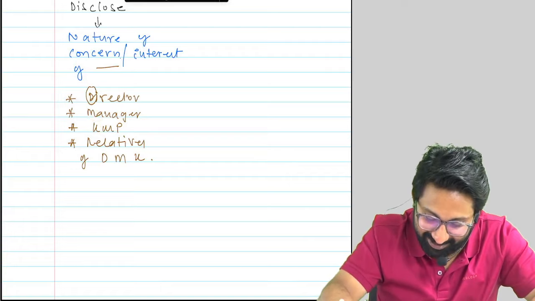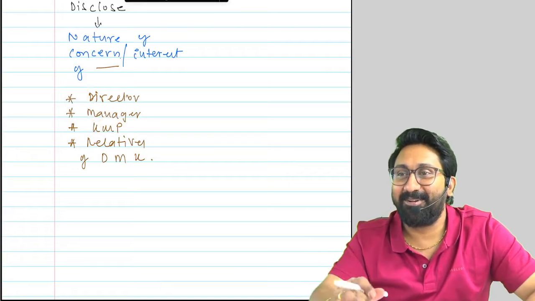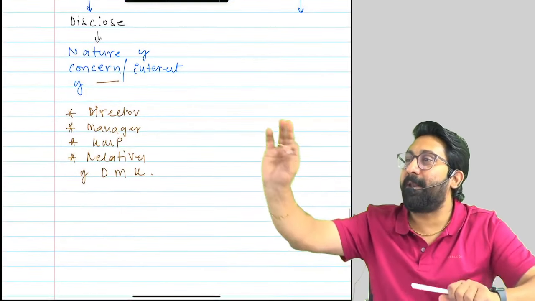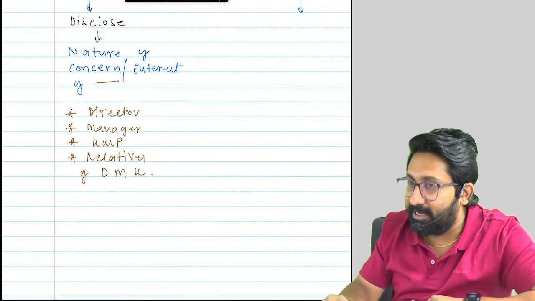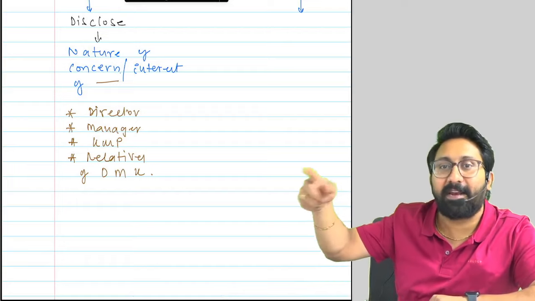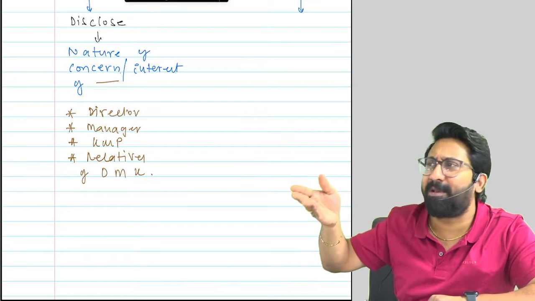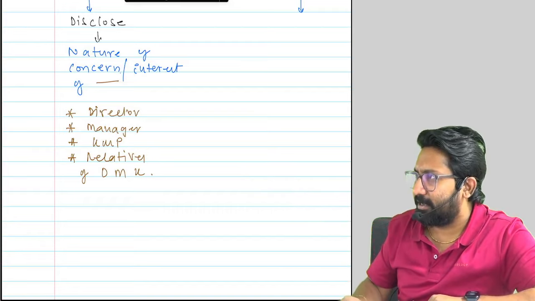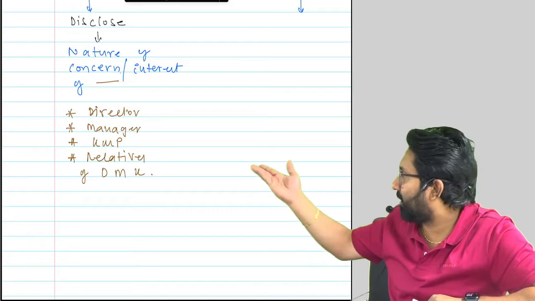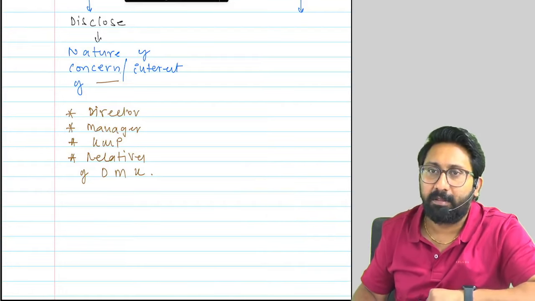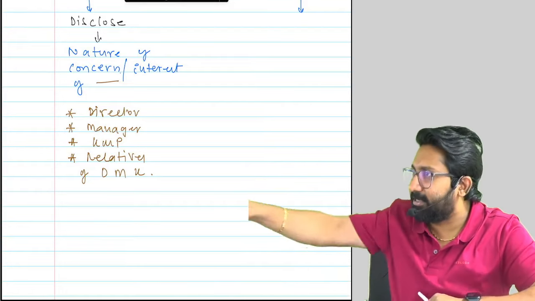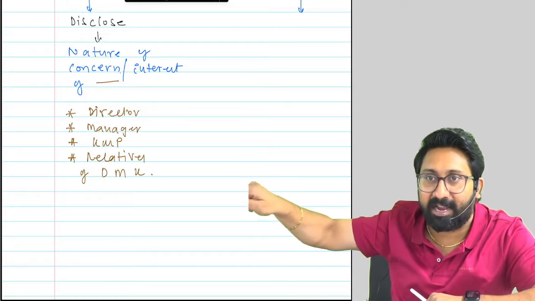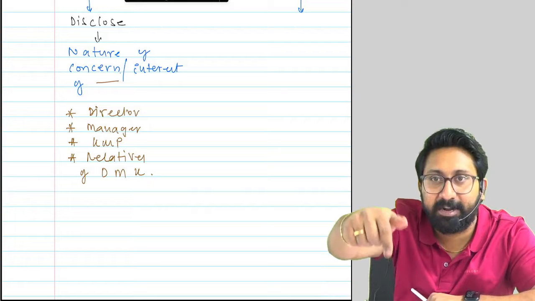So, disclose the nature of concern or interest. Simply listen. Company is entering into a related party transaction. Let me explain how questions will come. Whenever I say related party, some director or someone will be related. What is your relation? How much profit you are going to get from that particular transaction, you should disclose in the explanatory statement.